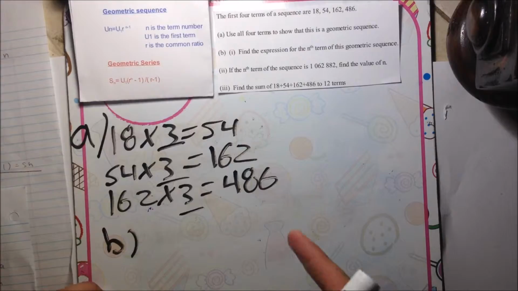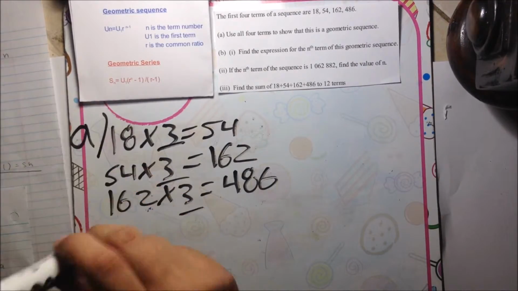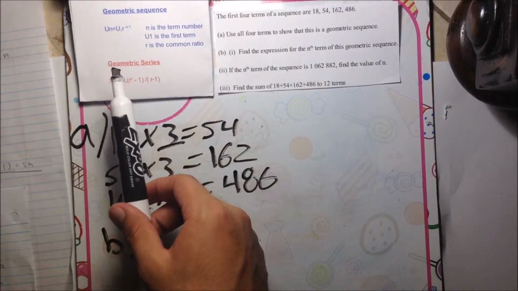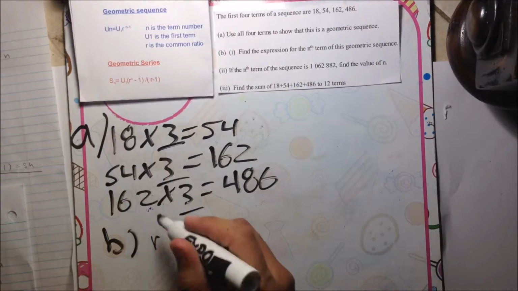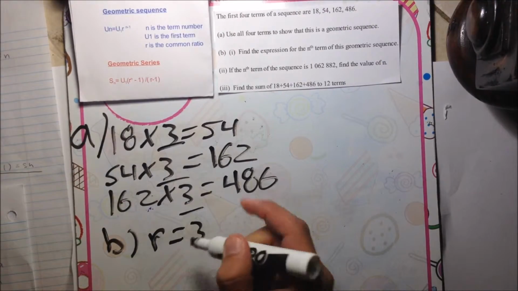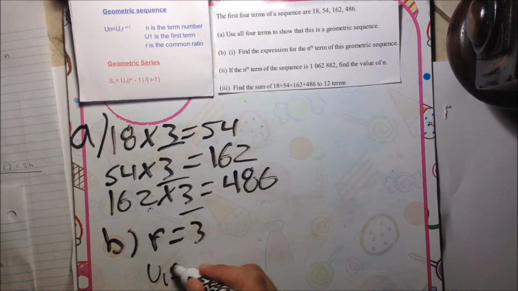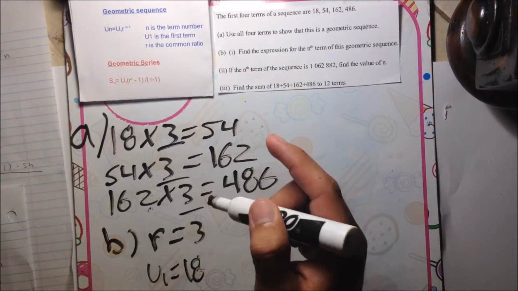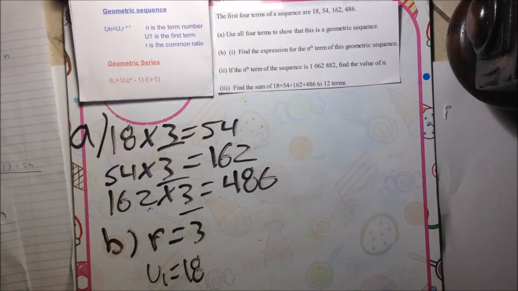Part B, we have to find the nth term for this geometric sequence. So in order to do this, we have to look at the formula for a geometric sequence. According to the formula, un equals u1 times r to the power of n minus 1, where n is the term number, u1 is the first term, and r is the common ratio. Well, we already know that r is 3 based on part A, so r equals 3. We know that u1 equals 18 because it's the first term in our sequence. And n is just n because you're trying to find the expression for the nth term, so we just leave that as n.